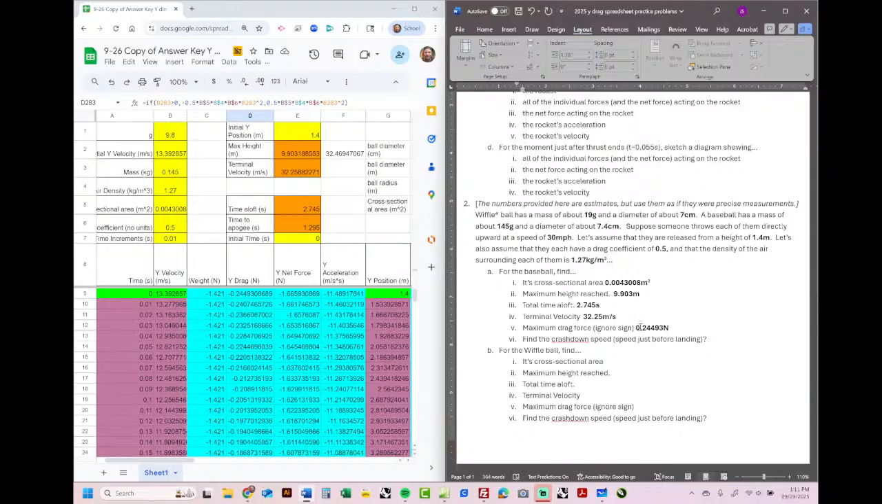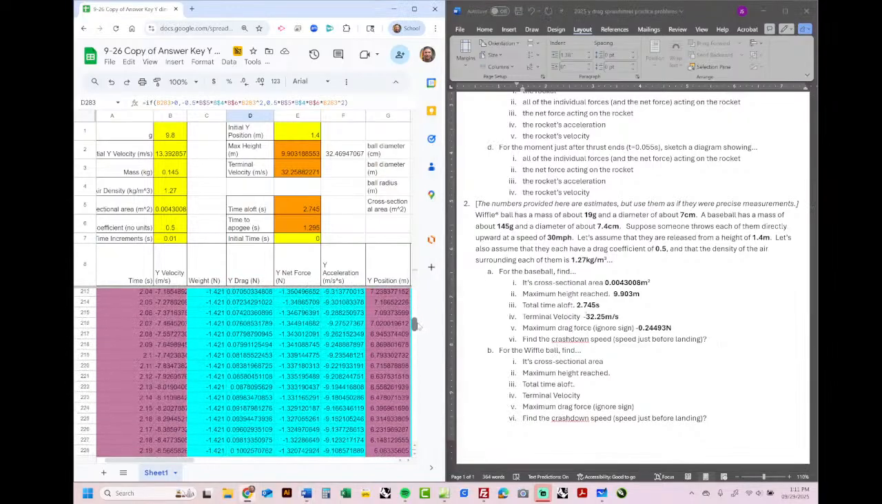Newtons. And it's going to be downward. But I said ignore the sign. Still going to put downward. And terminal velocity, really, I should put in negative 32.25. Otherwise, I've given the speed at terminal velocity. Crashdown speed is the speed just before hitting the ground.